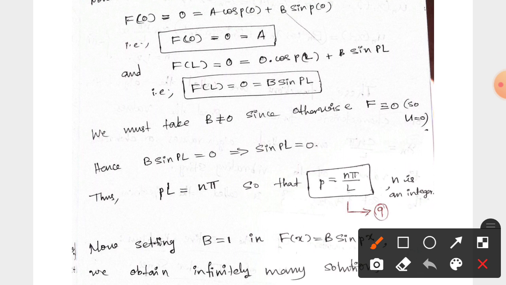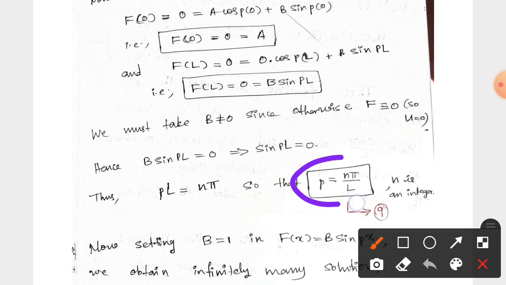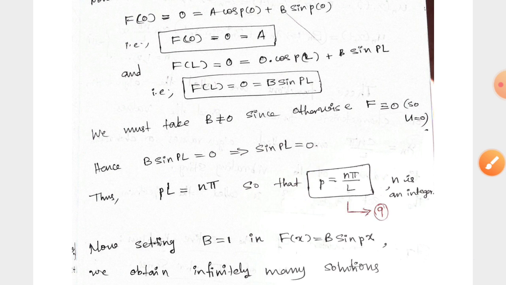So, sin PL is equal to 0 means this angle PL should be what? N pi. Multiples of pi. PL should be equal to N pi, so that P is equal to N pi by L. P is N pi by L.